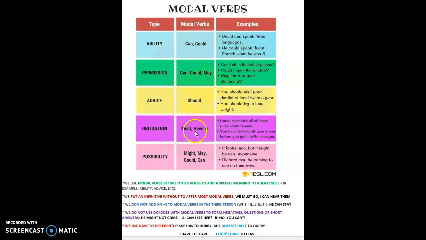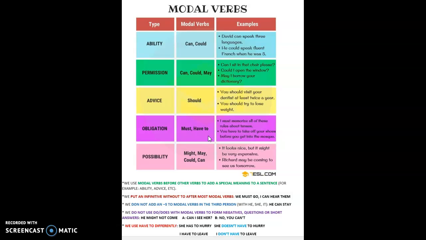Have to is an obligation, but not such a strong obligation. It is more connected to necessity. Something needs to be done. In this case, you have to take off your shoes before you get into the mosque. Mosque es una mezquita. Meaning it is necessary to take off my shoes.